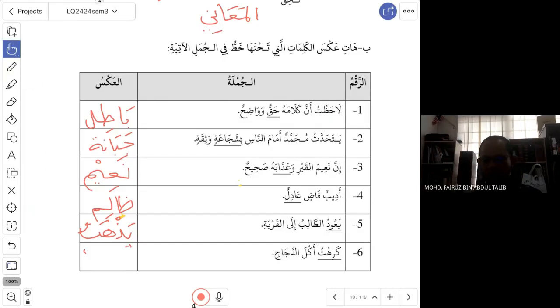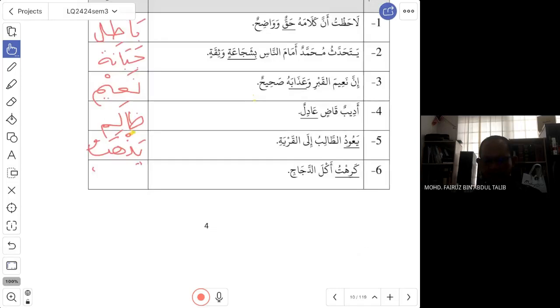Number six: karihtu. In the text, you have the word kariha, hate. Here you have this additional letter, which is ta, ana. So I hate eating chicken. I did not like eating chicken.